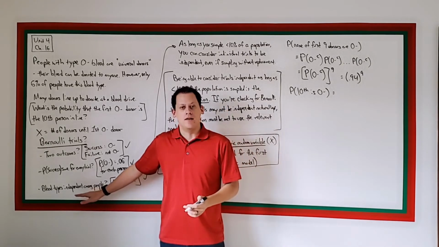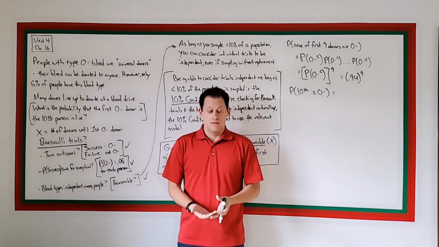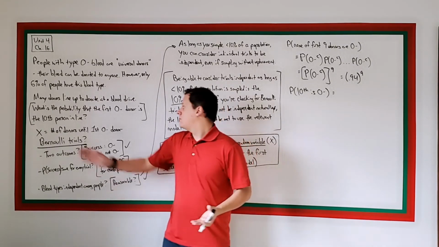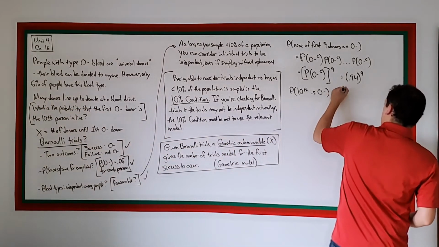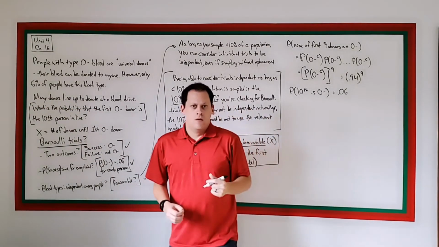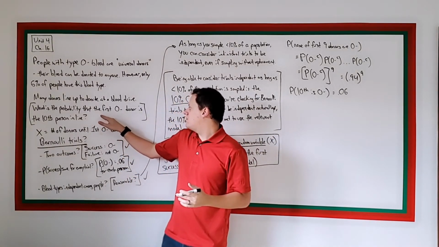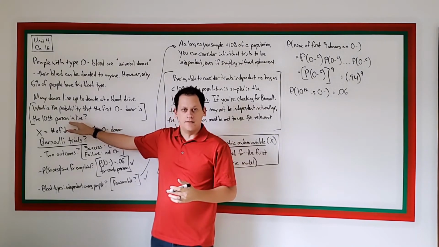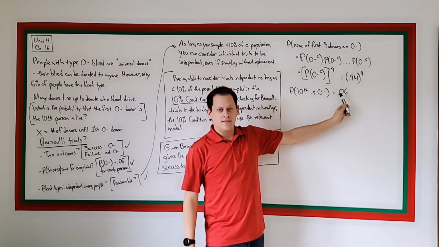Each person is independent. So this might as well be asking, what's the probability that a random person is O negative? 6%. Right? So, in order for the first O negative donor to be the 10th person in line, the first 9 people are not, and the 10th person is.